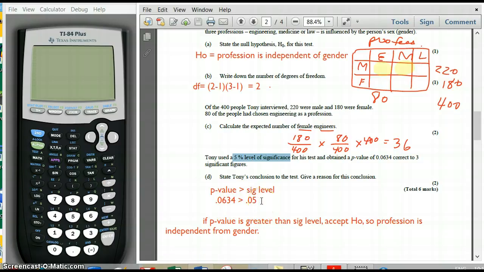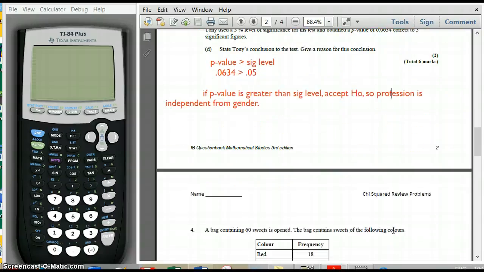Actually, if the p-value is so small that it's below the significance level, that means you can reject the null hypothesis and it's dependent. But in this case, the p-value is bigger than 0.05. So that means that we do not reject the null hypothesis. We accept the null hypothesis. So profession is independent from gender. So it is independent. Okay.